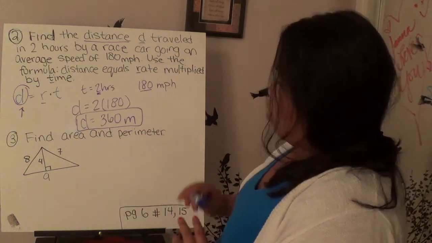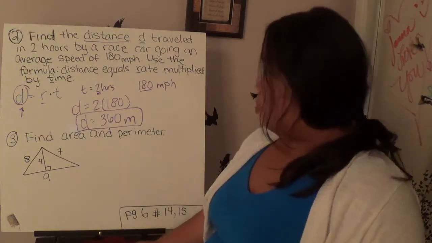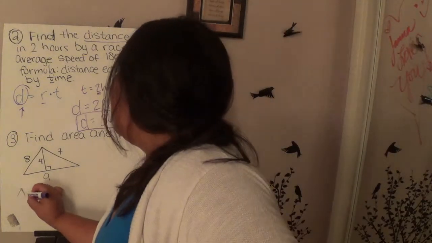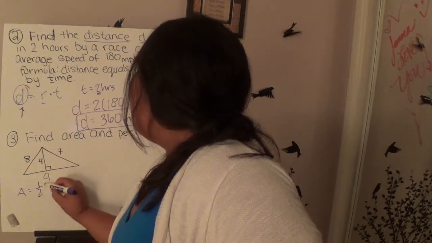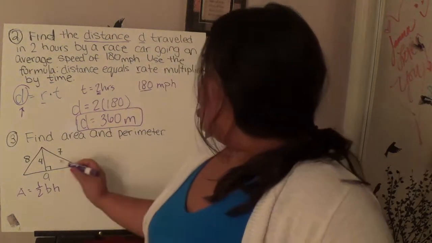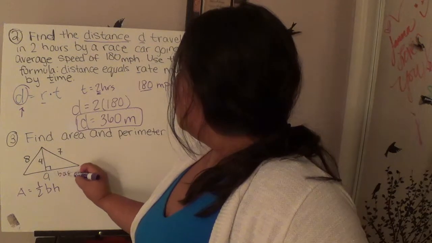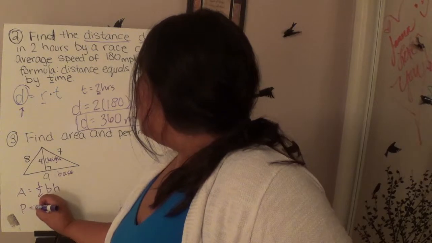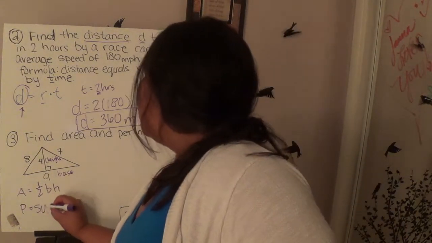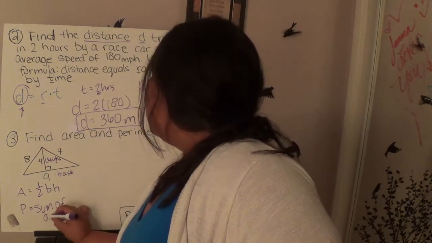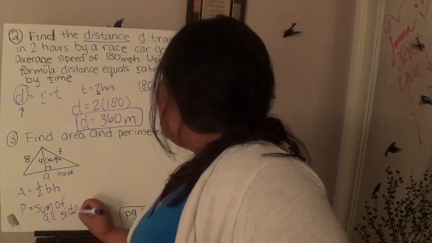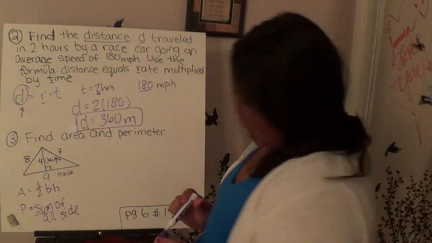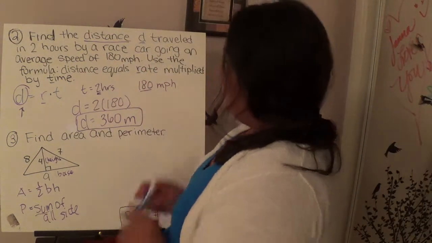The next part is they want me to find the area and the perimeter. Now, if you look in your book, you'll find that the area of a triangle is 1/2 base times height. This is my base, and this is my height. The perimeter is the sum of all sides. So basically, I'm going to add all the sides. The term sum means sum of all sides. The area is a little more complicated, so let's just start with that one.